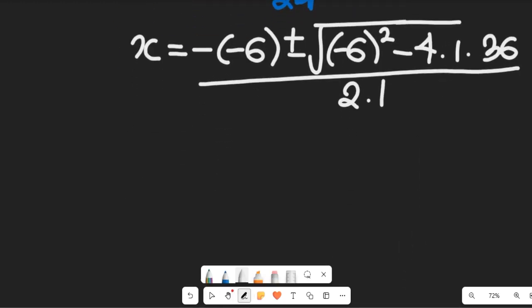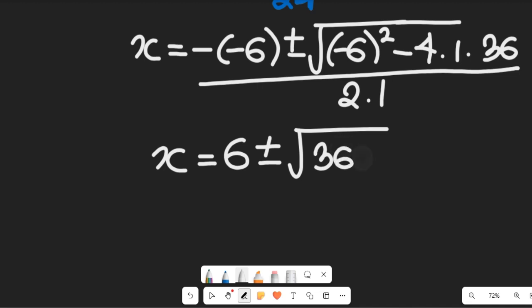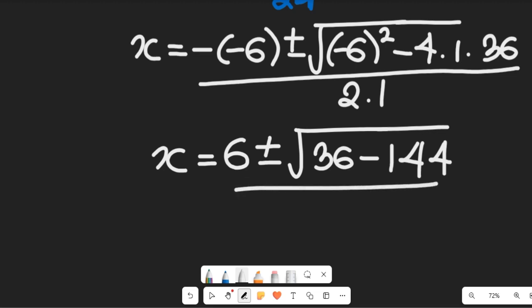So the value of our x will be equal to negative times negative, which gives us 6, plus or minus the square root of negative 6 squared, which is going to give me 36, minus 4 times 36. 4 times 36: 6 times 4 is 24, I'll write 4, and 4 times 3 is 12 plus 2, that is 144. And all of these will be divided by 2.